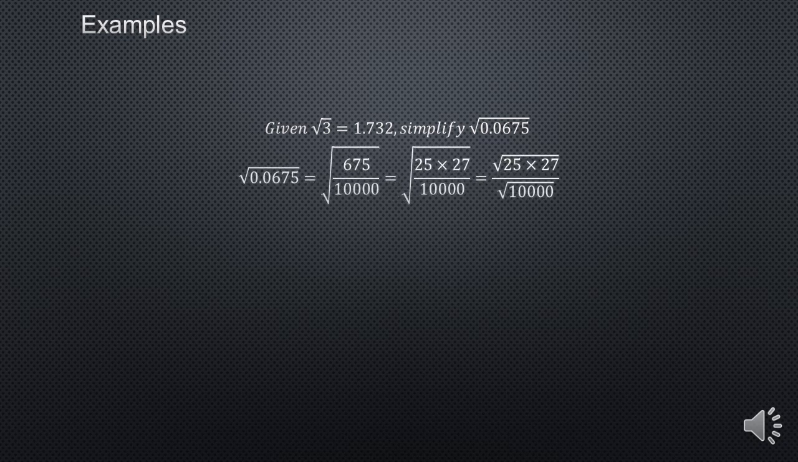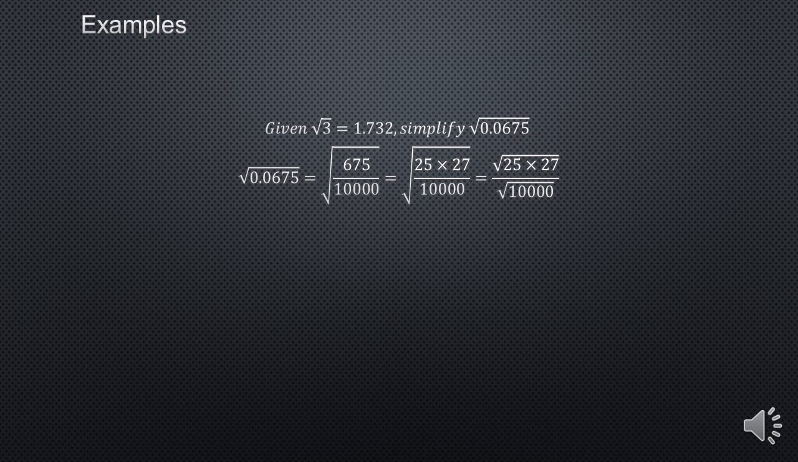So now on to some examples. Given root 3 is equal to 1.732, simplify root 0.0675. So we have root 0.0675 will be equal to root 675 out of 10,000. So we split it.